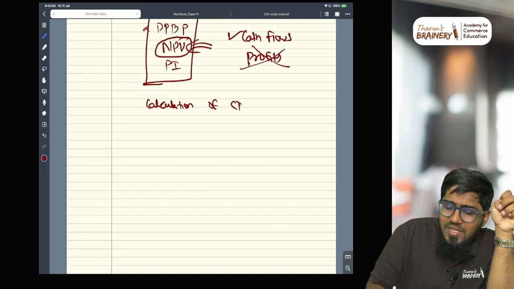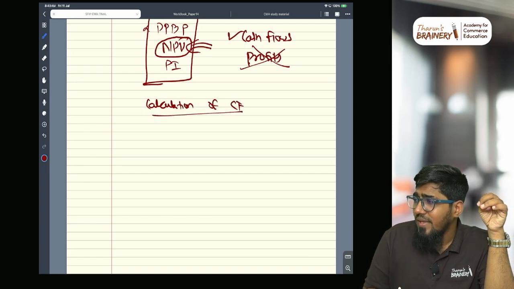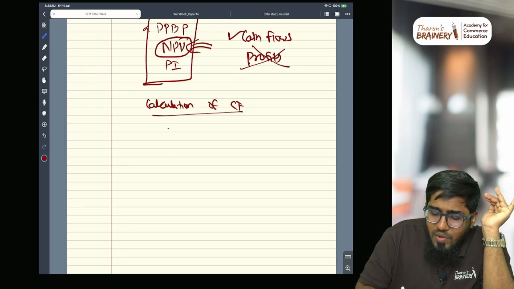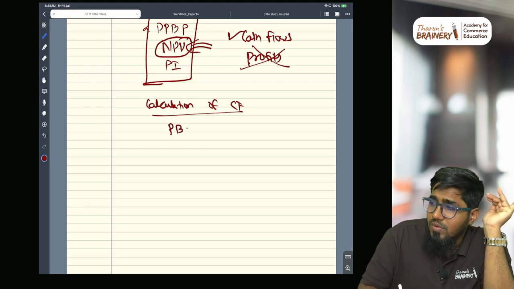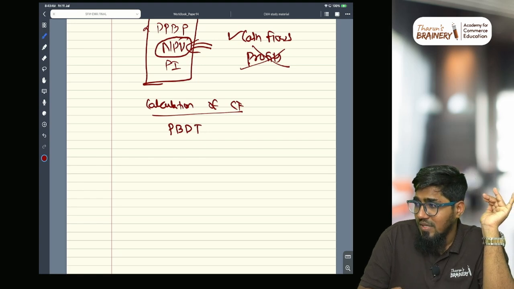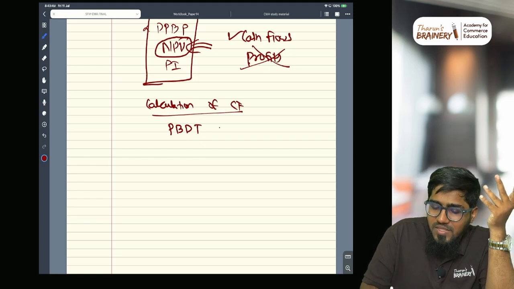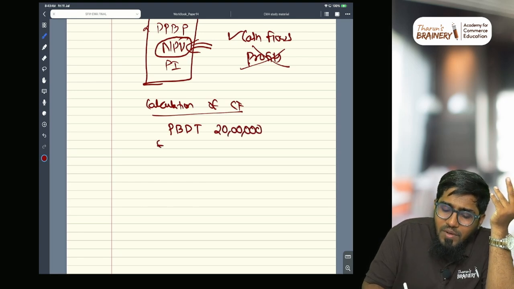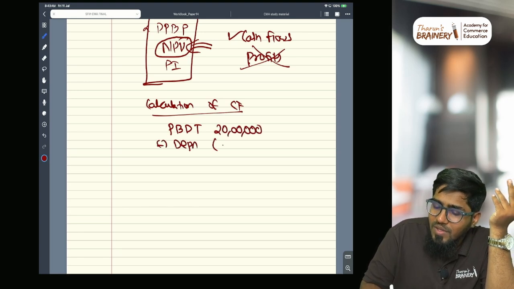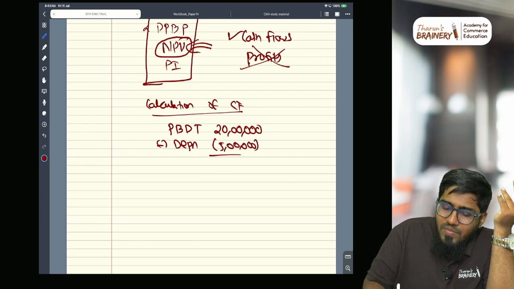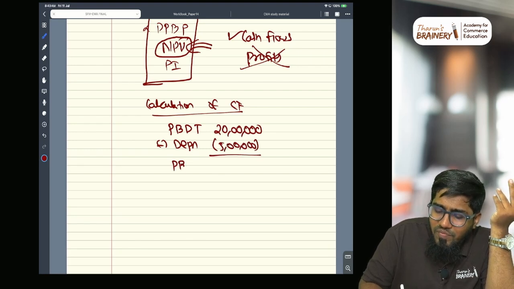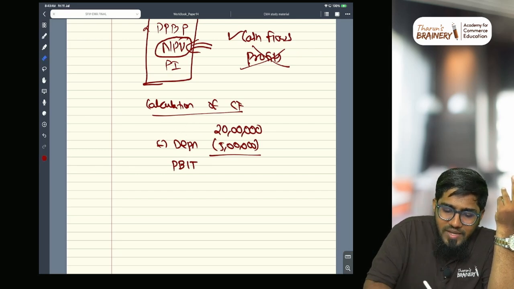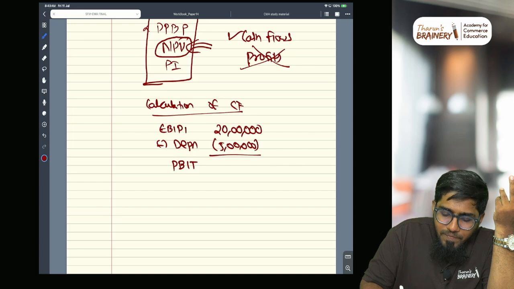Already you know, I'm just revising. Cash flow means all the non-cash expenditure should be added back. So if you have profit before interest, depreciation and taxes, let us say 20 lakhs, also called EBITDA. Then you have to reduce depreciation, let us say 5 lakhs.